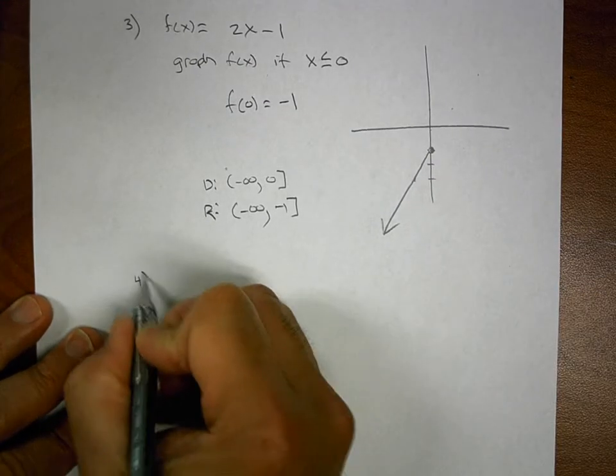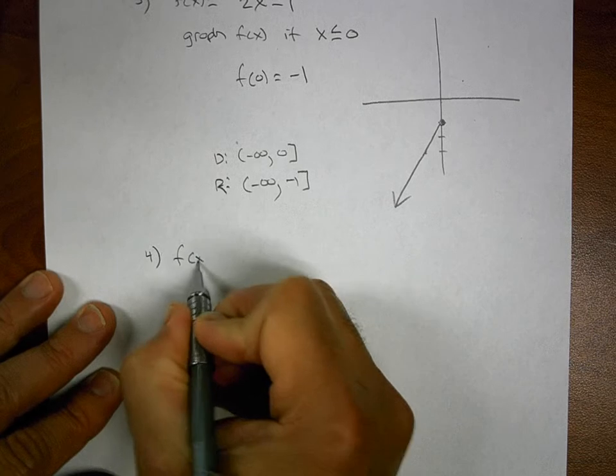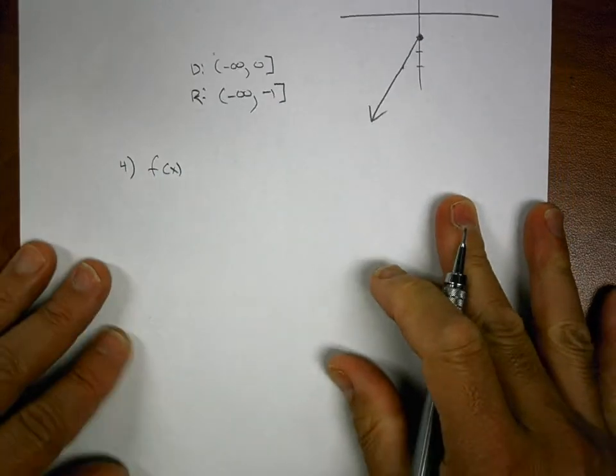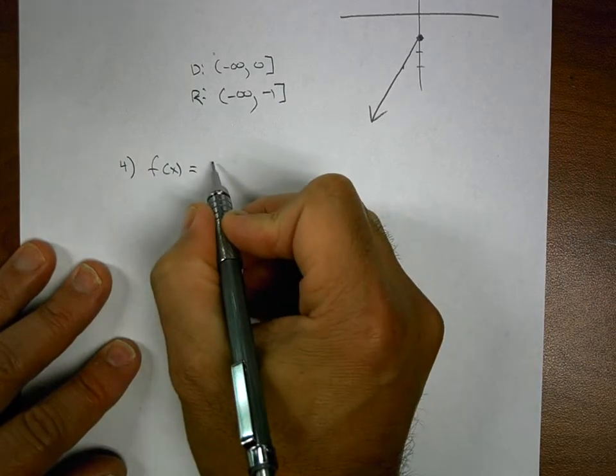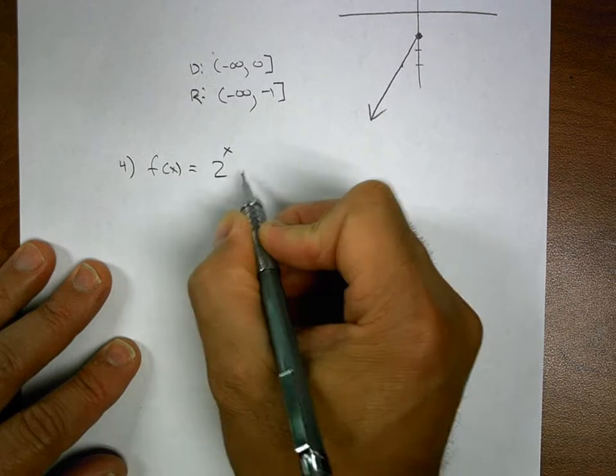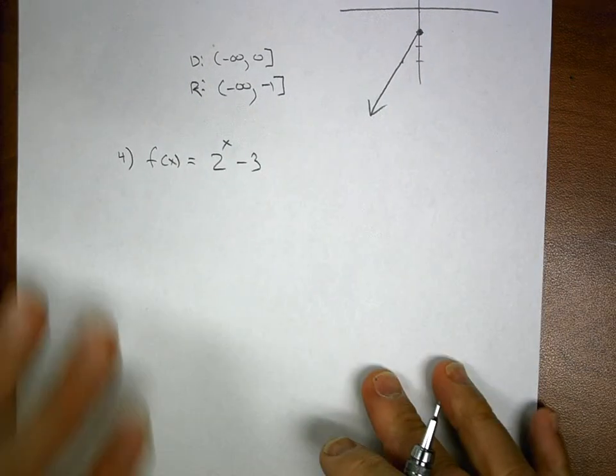Okay, number 4. Okay, so bear with me here. All right, so we have exponential, 2 to the x minus 3.